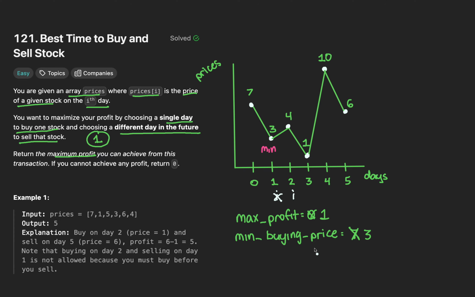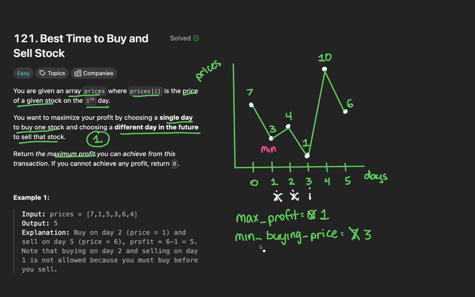That 4 is more expensive, we'd rather stick to the 3. After that, I is incremented to day 3. We can already tell we're screwed. If we sell for a price of 1 and had bought it for a price of 3, then that means we lose $2. We compare this with our max profit, and we take the higher value, which is the 1.